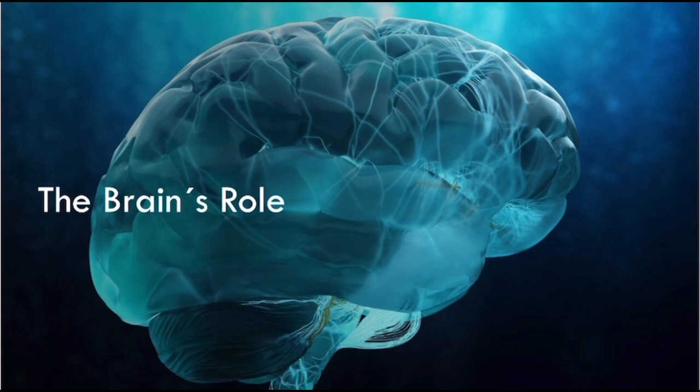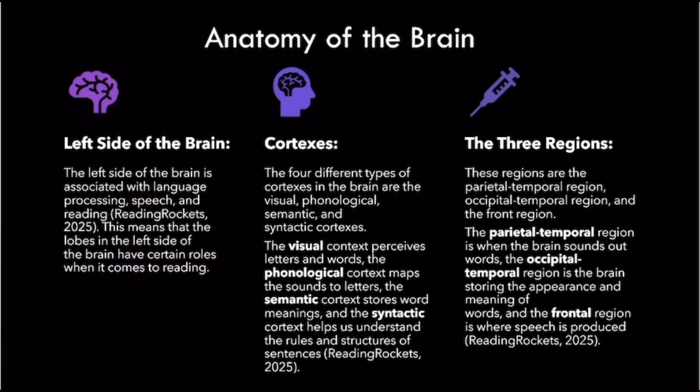So the next thing that we should take a look at is the brain's role and what it plays in the science of reading. So we have the left side of the brain, the cortexes, and the three regions. So these are the three parts of the anatomy of the brain. So the left side of the brain is associated with language processing, speech, and reading. This means that the lobes in the left side of the brain have certain roles when it comes to reading.